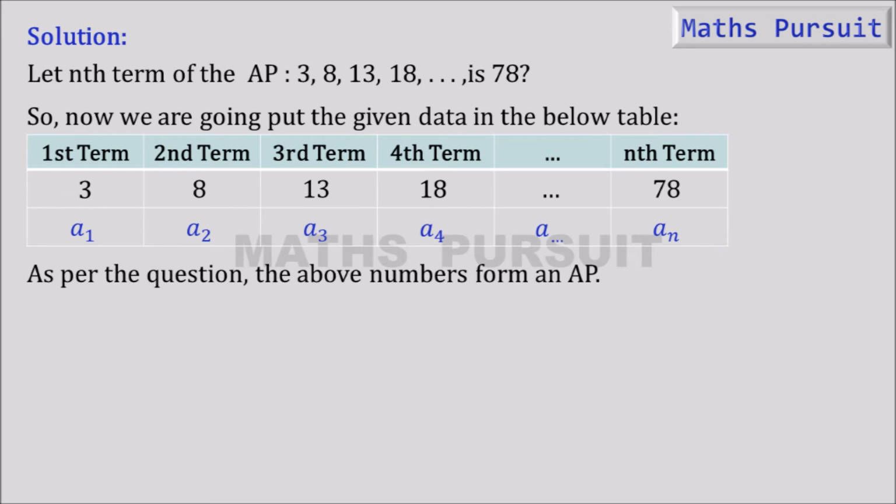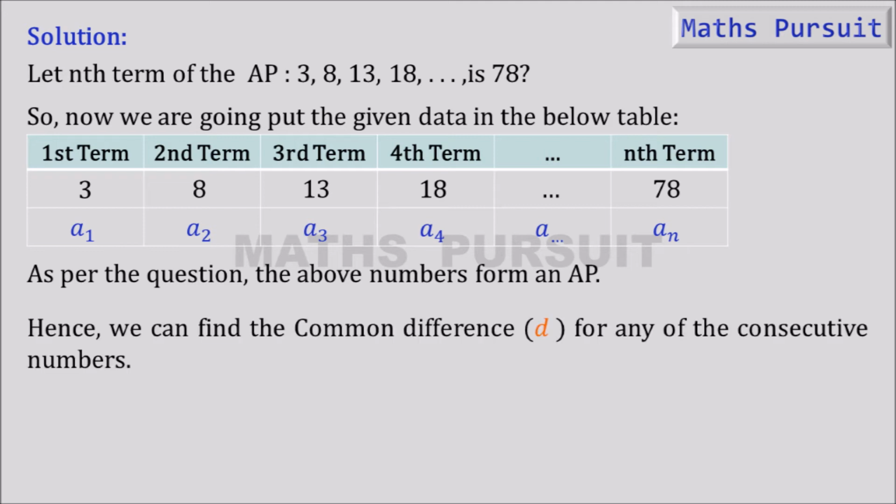As per the question, the above numbers form an AP. So guys, if a number sequence forms an AP, then definitely the common difference, or the difference between consecutive numbers, will be the same. So we can find the common difference D using any of the consecutive numbers.